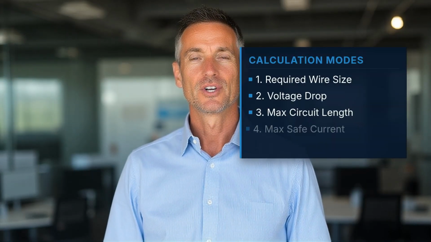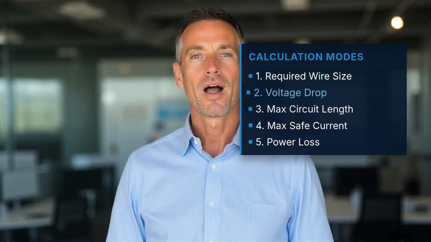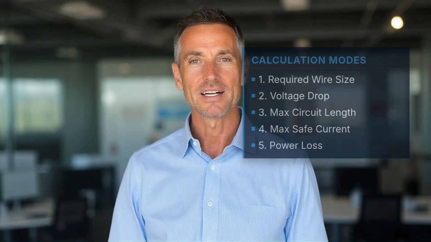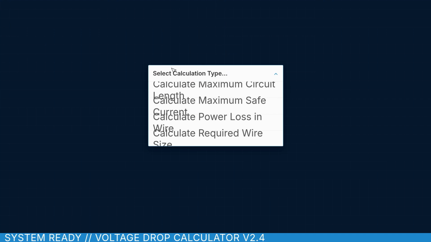First, you'll select your calculation mode. The drop-down offers 5 options. Calculate required wire size in AWG. Calculate voltage drop for given wire size. Calculate maximum circuit length. Calculate maximum safe current, and calculate power loss in wire. For this demonstration, we'll use calculate required wire size.